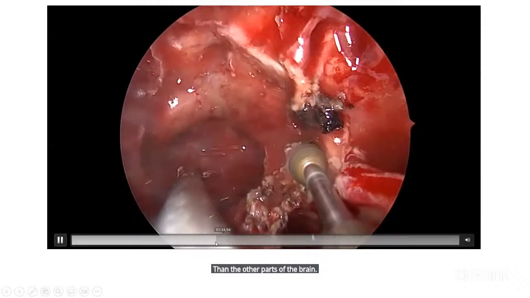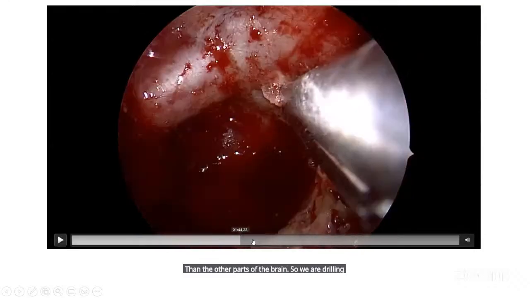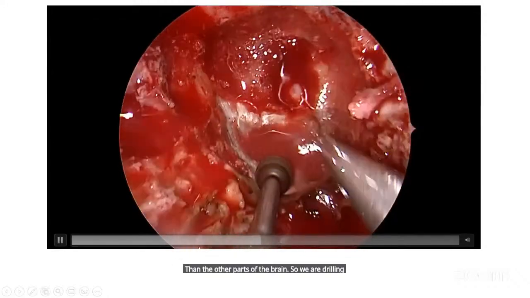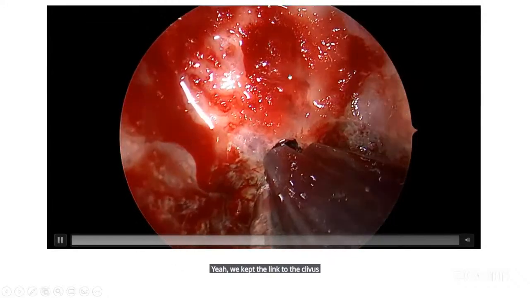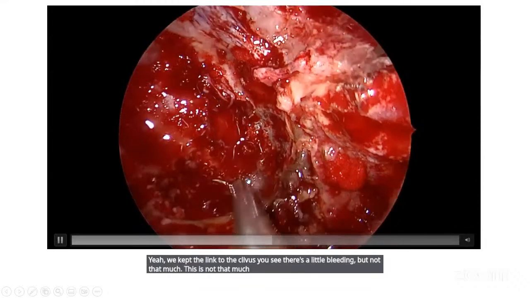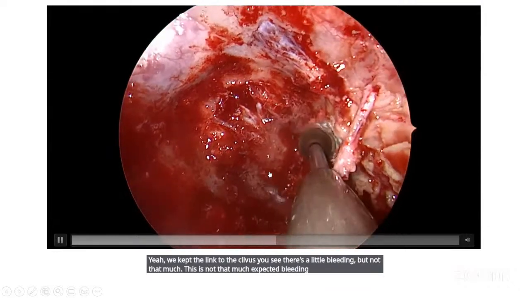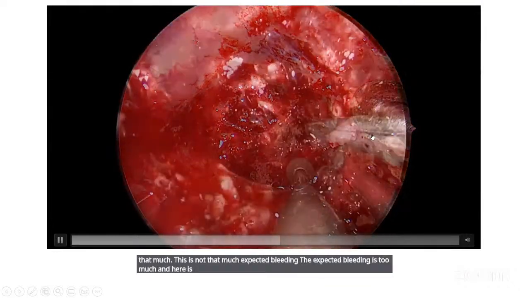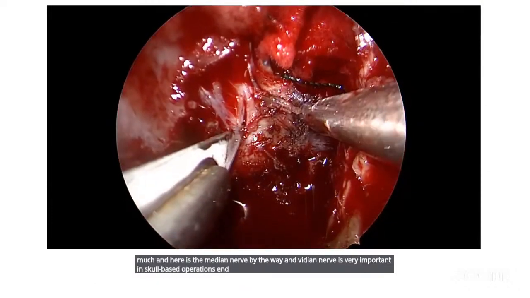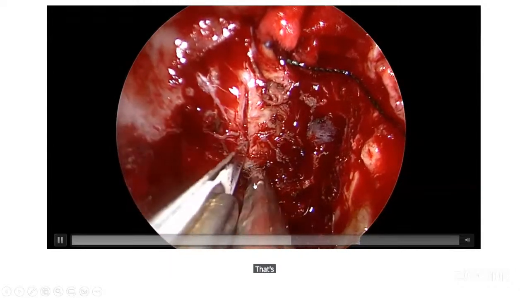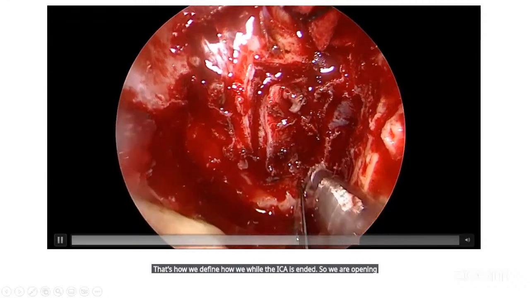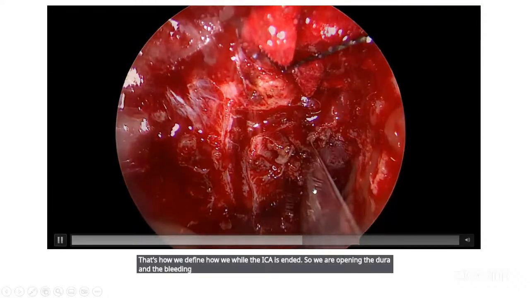So we are drilling. We kept drilling to the clivus. You see there's a little bleeding, but not that much. This is not the expected bleeding. The expected bleeding is too much. And here is the median nerve, by the way. The median nerve is very important in endoscopic skull base operations, because that's how we define where the ICA ends. So we are opening the dura, and the bleeding is not too much because that's a petroclival meningioma.